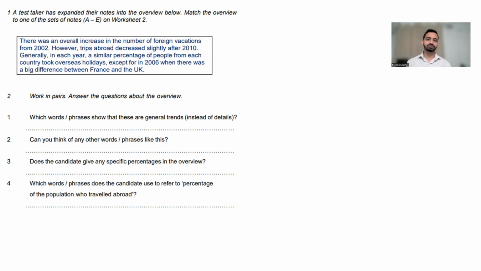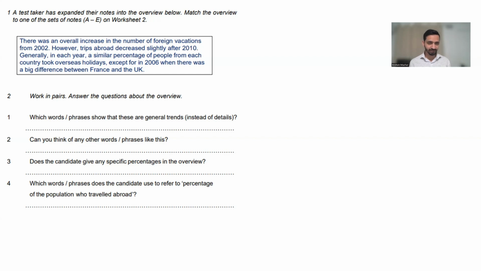Now, before I do that, let's look at our second activity. In this activity, obviously this is an online course, so you won't be working in pairs, but answer the questions about the overview. Which words or phrases show that these are general trends instead of details? Which words in the overview are mentioning general trends instead of the details? Then secondly, question number 2: can you think of any other words or phrases like this? Can you think of more phrases that you can use in your overview to explain the general trends?